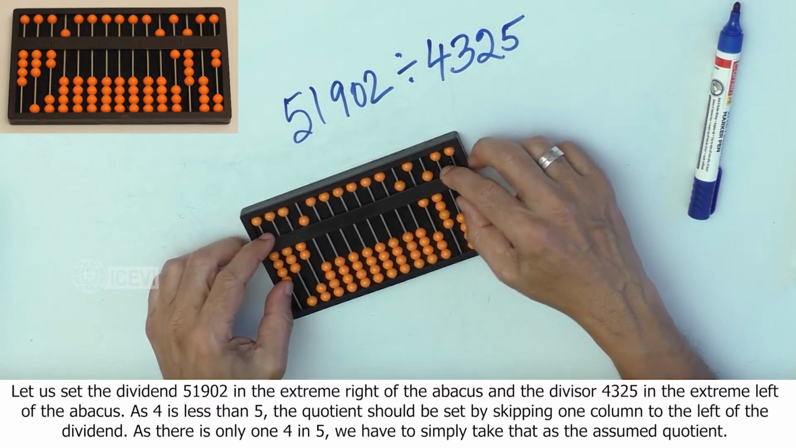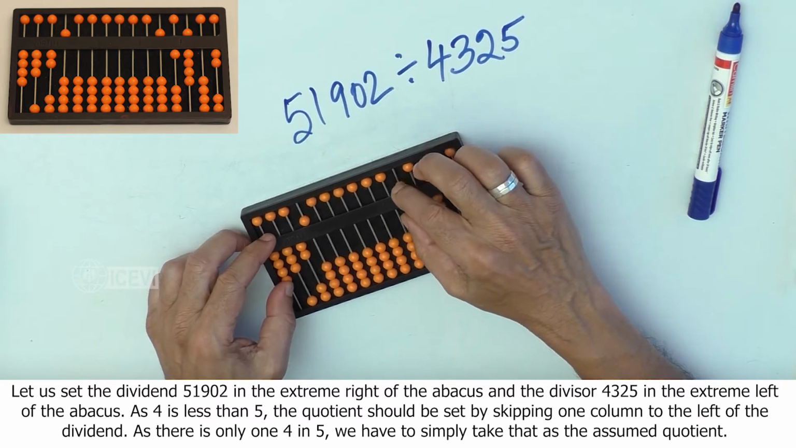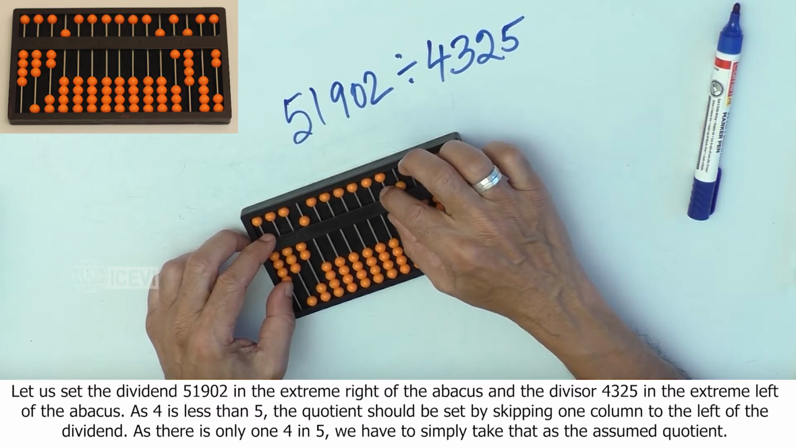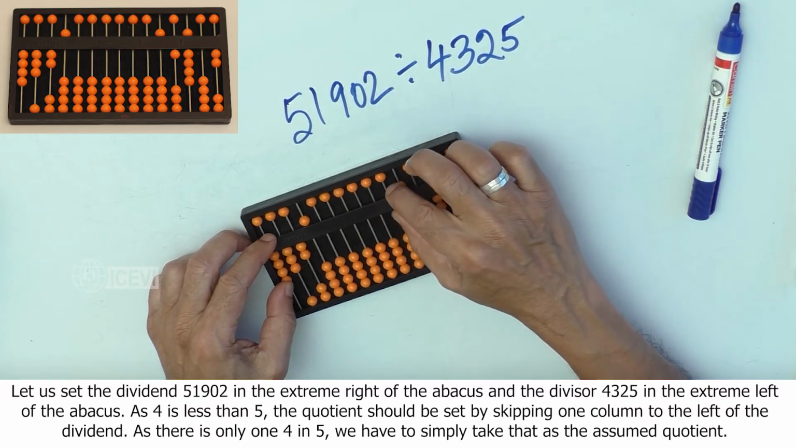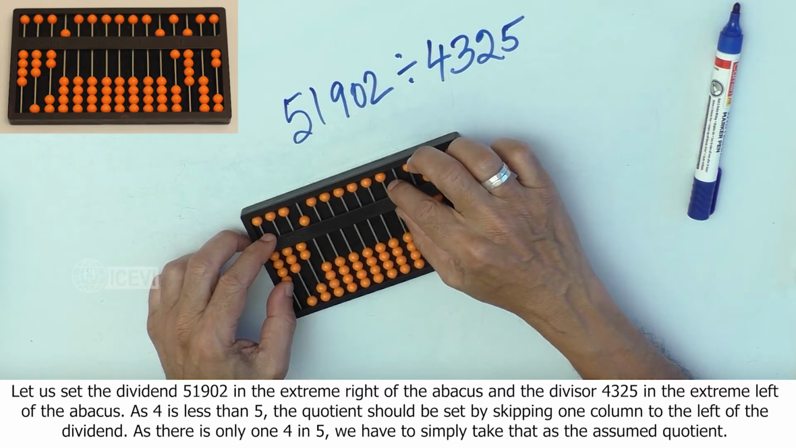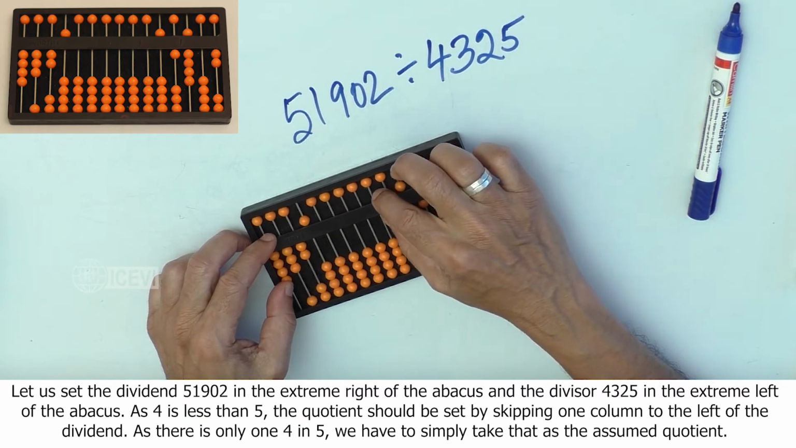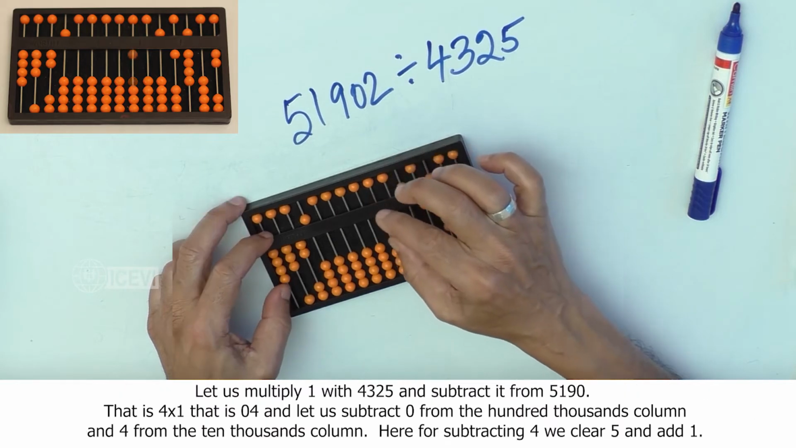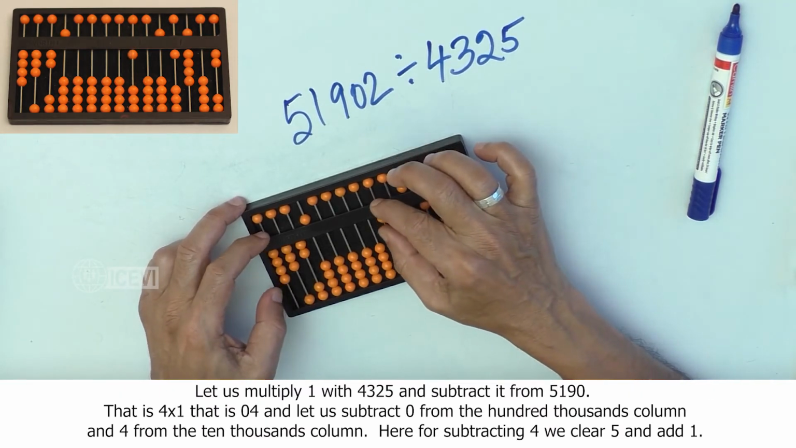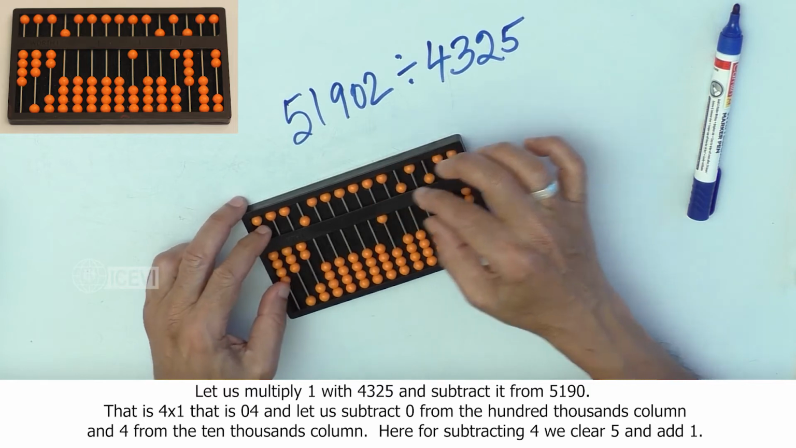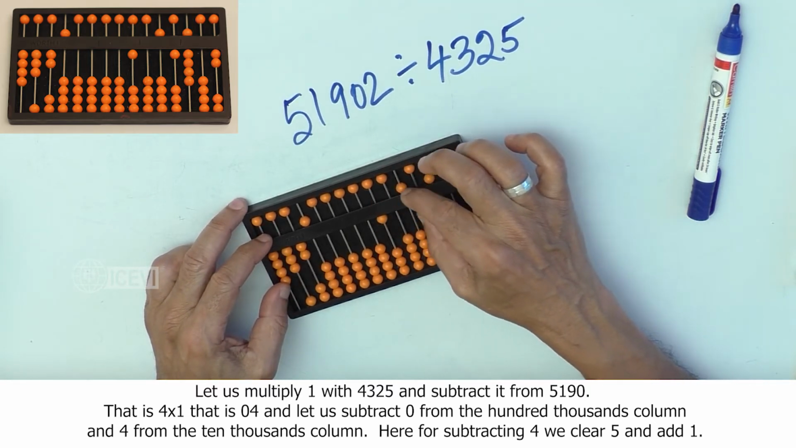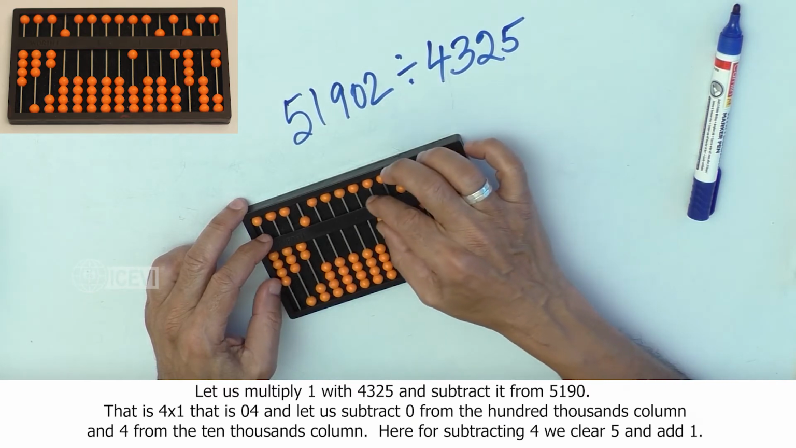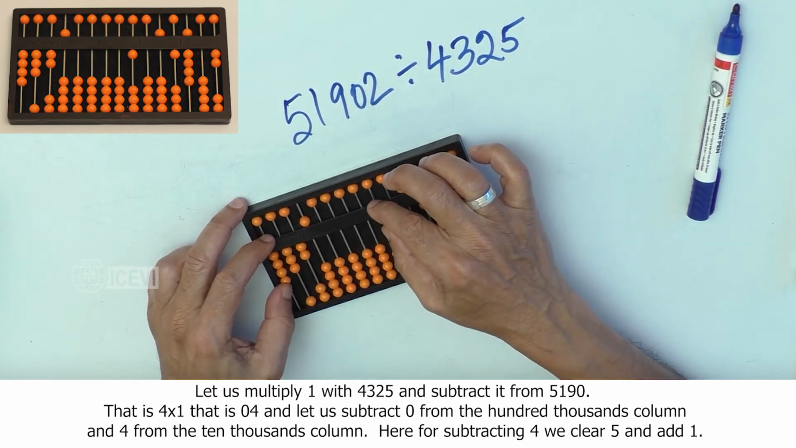As 4 is less than 5, the quotient should be set by skipping one column to the left of the dividend. As there is only one 4 in 5, we have to simply take that as the assumed quotient. Let us multiply 1 with the 4,325 and subtract it from 5,190. That is 4 multiplied by 1, that is 0,4.